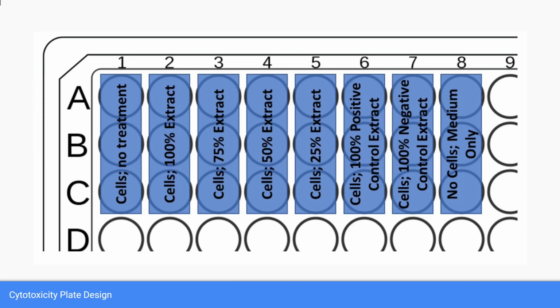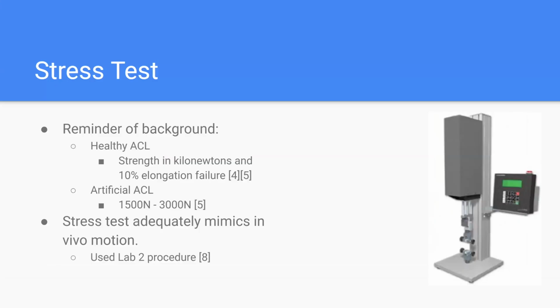We had cells that had no treatment, cells that had 100% treatment that we were sure was going to kill the cells, and then we also had no cells and only medium to prove that there was no outside contamination. The next test we did was stress testing.